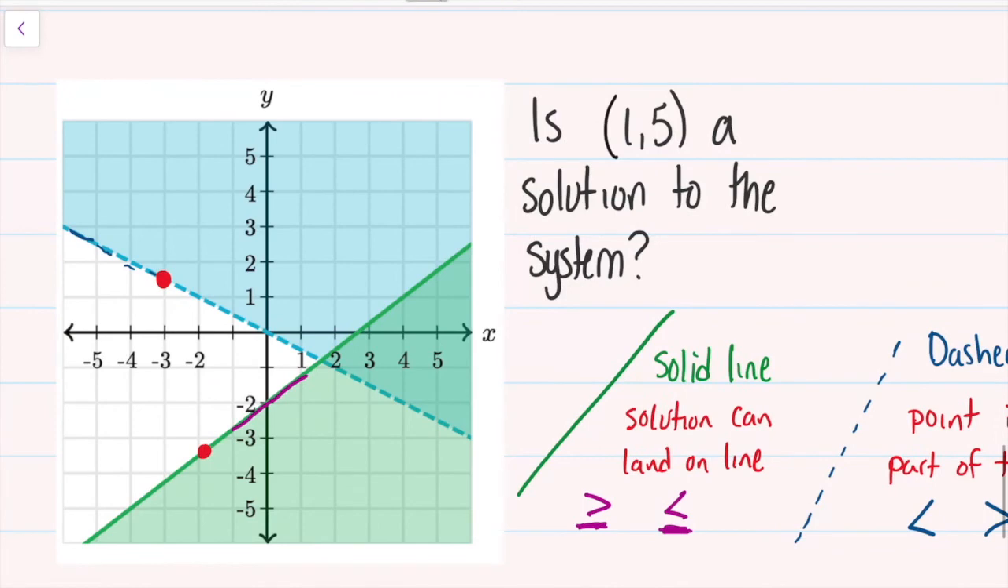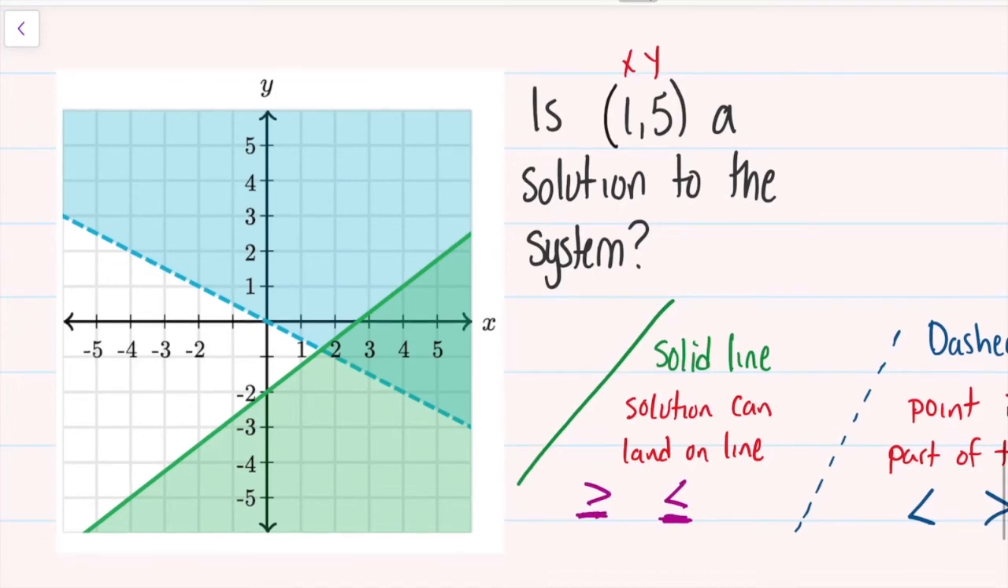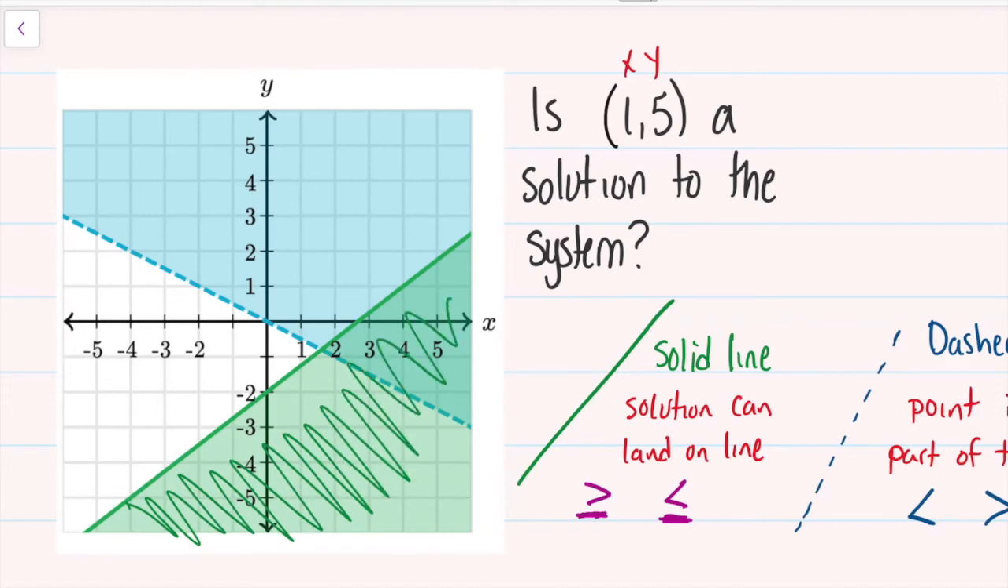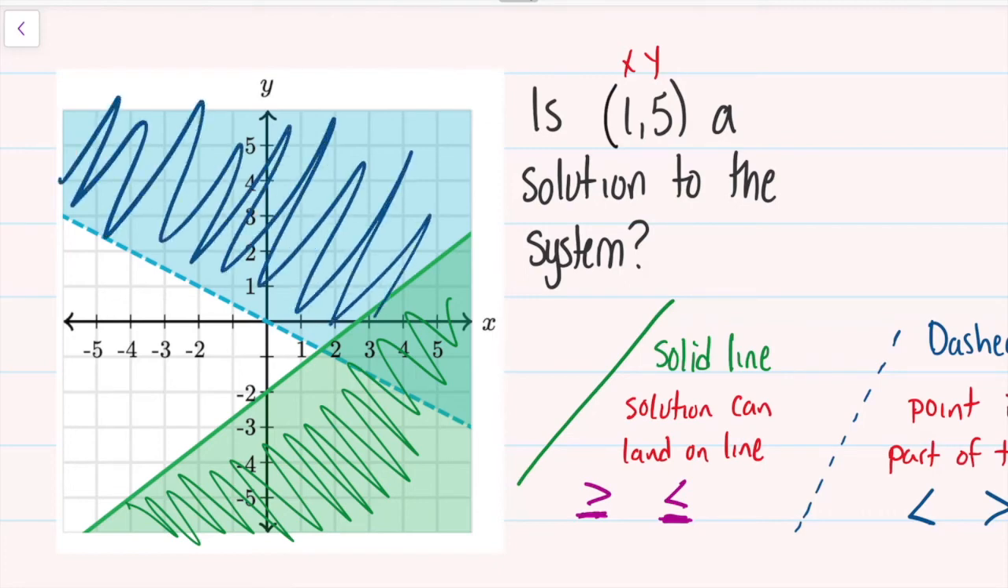So with that in mind, let's look at this problem. This problem is asking for the point (1, 5). I want to know if it's a solution for the system. Notice we have two lines because there's two inequalities. My solution for the green line is everything that is colored green all the way over here. My solution for the blue line is everything that is colored blue all the way over here.